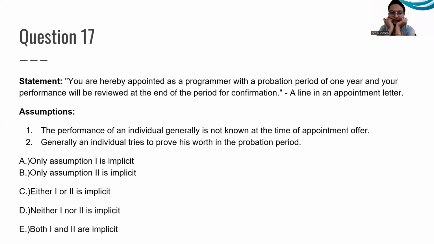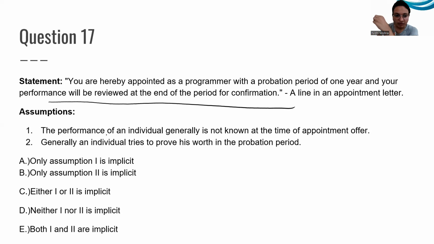So this is the statement. You are hereby appointed as a programmer with a probation period of 1 year, and your performance will be reviewed at the end of the period for confirmation. Correct? A line is an appointment letter.